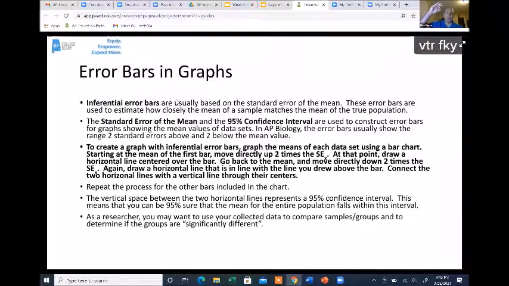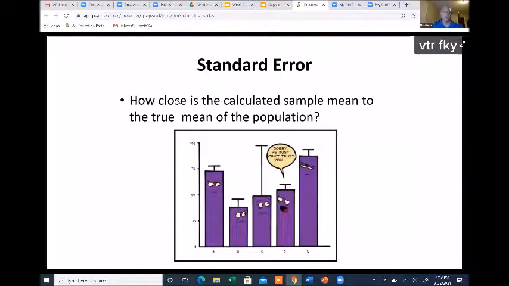In between the top bar and the bottom bar, that's called a 95% confidence interval. And really what that means is that given the small sample mean that you have, you can now predict with 95% confidence that the mean of the whole population lies in between that top error bar and that bottom error bar. So from that small sample mean you have, you're now predicting that your population mean is somewhere in between the top error bar and the bottom error bar. So we're predicting a population mean from a sample mean. And we're going to talk more about that here on the next couple of slides.